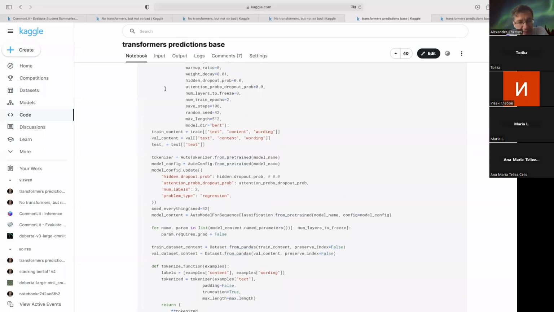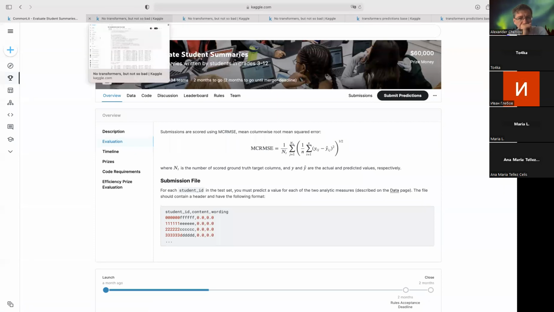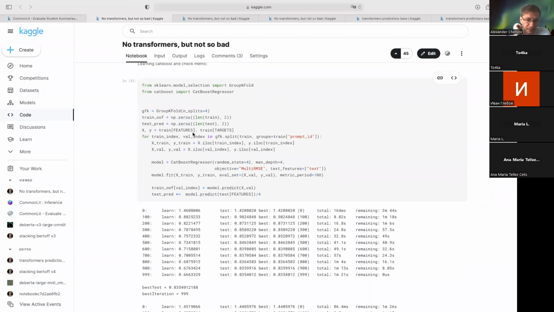Is my understanding correct that you take the text description, put it into something like a sentence BERT, and get the embedding for the whole text, or is that not correct? Not actually correct. Here there are two approaches. In the first approach, "Not Transformers, but not so bad", I didn't use any embeddings from transformers. Yeah, okay, that I understand.